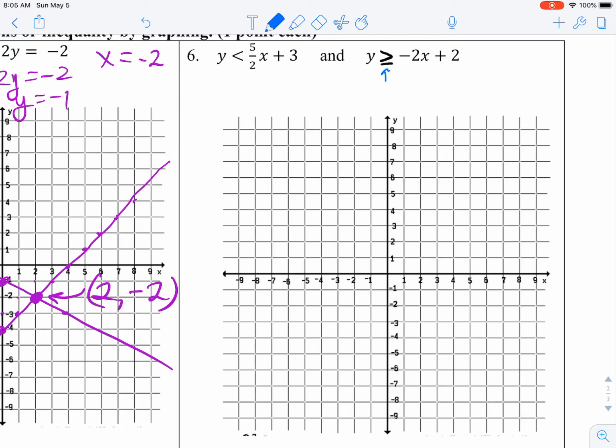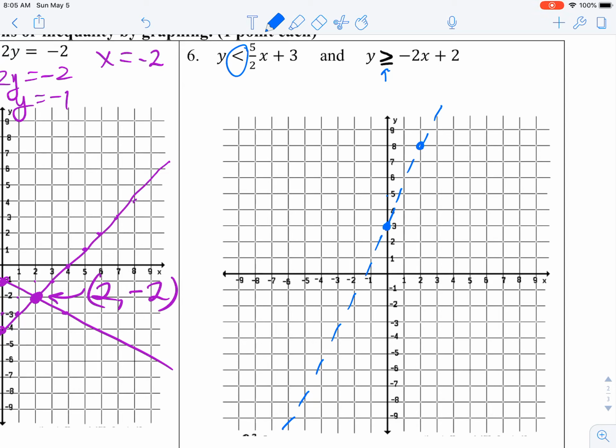So I'm going to start by graphing the one on the left, which is in slope-intercept form. And I'm going to start by the y-intercept, and then I'm going to go up 5 and over 2. And since we have a less than sign, instead of drawing a solid line, we're going to draw a dotted line.